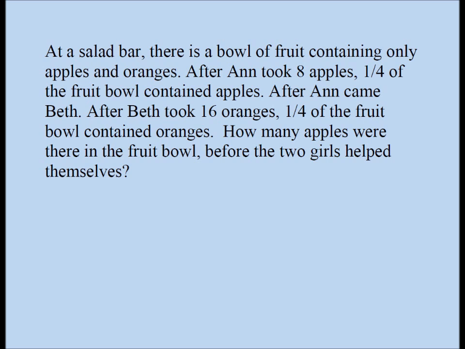So let's make sure we understand the problem. The fruit bowl had apples and oranges. After Anne took 8 apples, 1/4 of the fruit bowl were apples, and of course 3/4 were oranges. And then came Beth, and Beth took 16 oranges, and after that happened, if you looked at the remaining fruit bowl, 1/4 of the bowl contained oranges, and of course that implies 3/4 of the bowl contained apples. The question wants us to find how many apples were there in the fruit bowl to begin with.